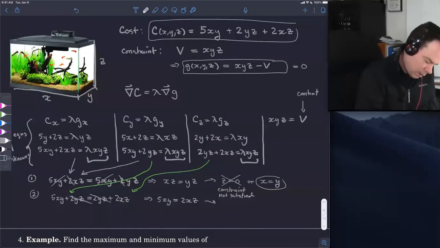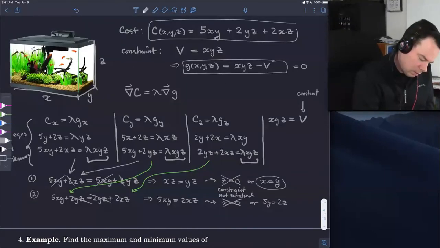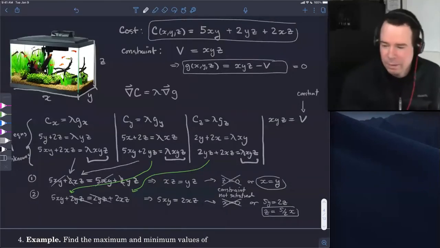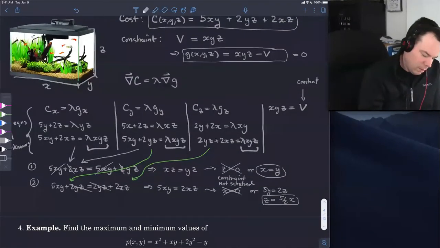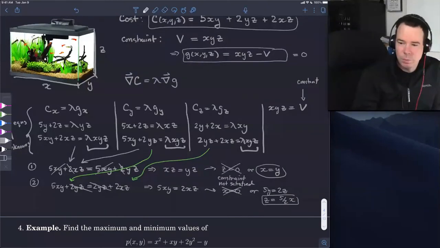And so I get, again, either x is 0, which can't happen because the constraint wouldn't be satisfied, or 5y is equal to 2z. Or in other words, z is equal to 5/2 y, which is also 5/2 x, because x is equal to y. So I get that expression as well. And so I'm doing pretty good. I've got x is equal to y, z is also equal to 5/2 y. So both my variables, y and z, can be written in terms of x.